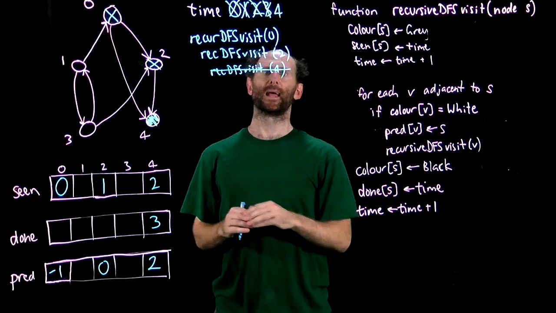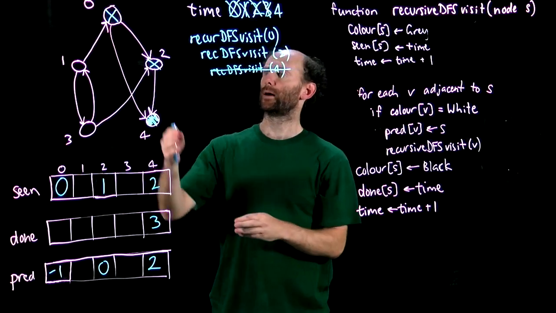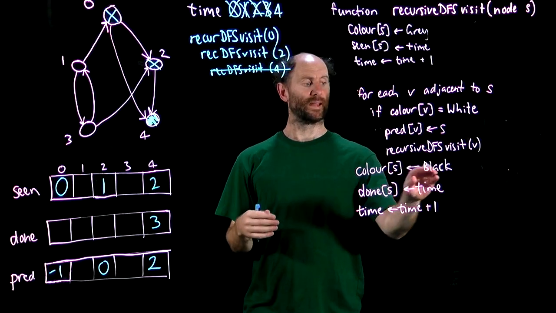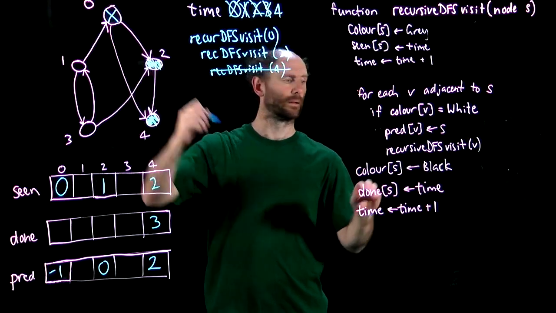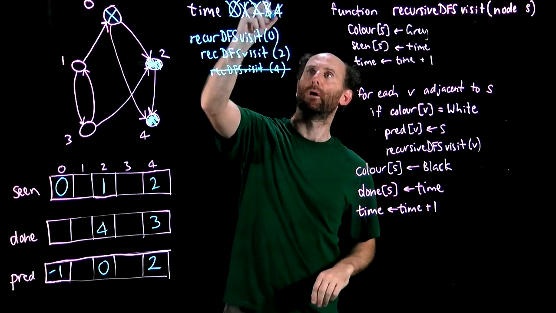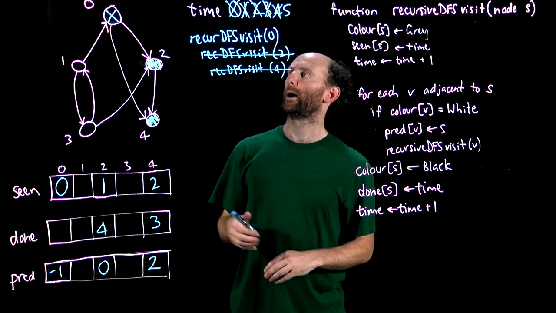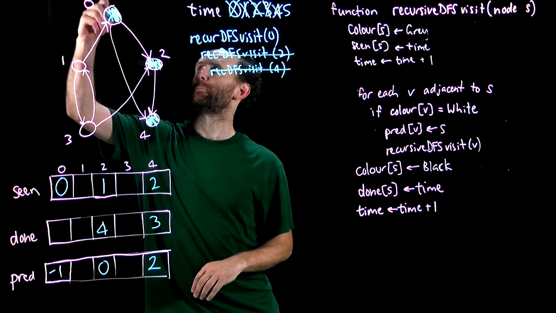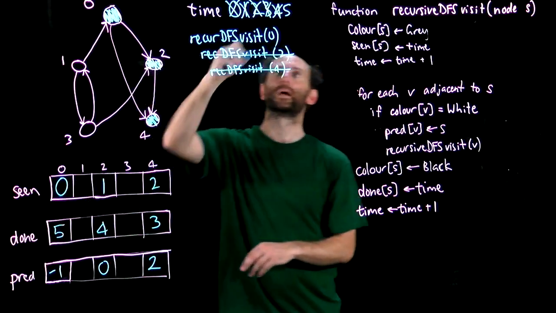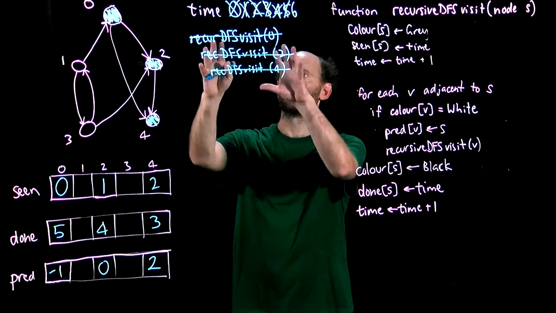We pop back up the stack to 2, so we're back at 2. We carry on looking for 2's out neighbours. It doesn't have any more out neighbours, so we set the colour of 2 to be black. We record the done time of 2 to be 4, and we increment time. We're done with that call, and again, 0 has no more out neighbours, so we colour that black. We set the done time for 0 to be 5, and we increment time. And we're done there.